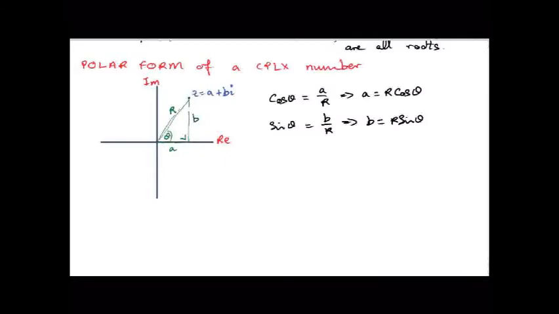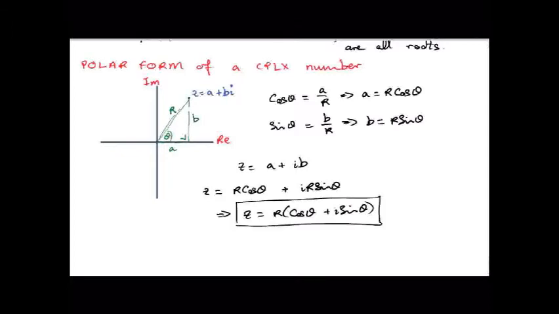So that means then that Z equals A plus IB. So Z equals R cos theta plus IR sine theta. Is that okay everywhere? So all I'm doing is just putting in R cos theta instead of A and R sine theta instead of B. Simple stuff. Now what I'm going to do is I'm going to take out the common R. So Z equals R into cos theta plus I sine theta.